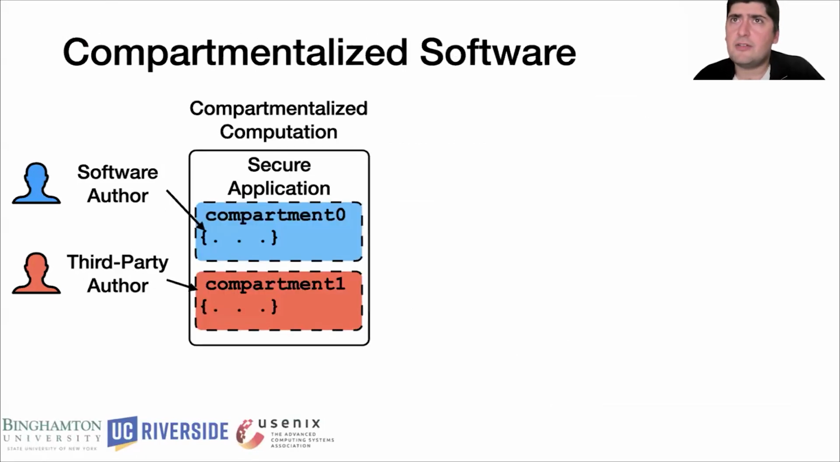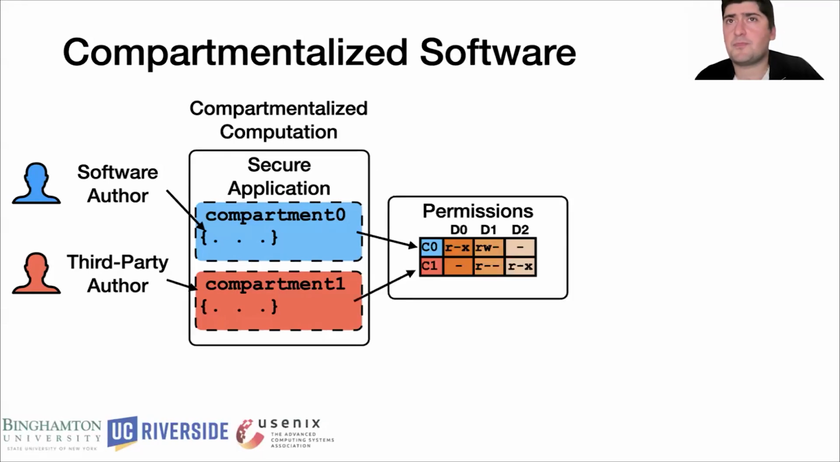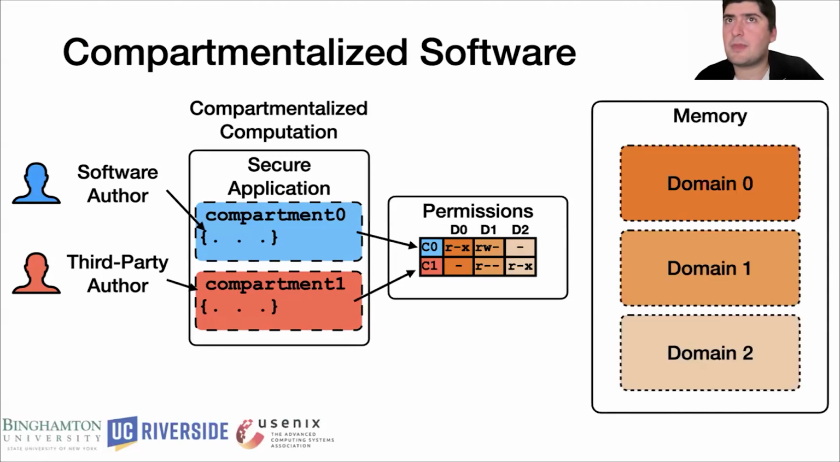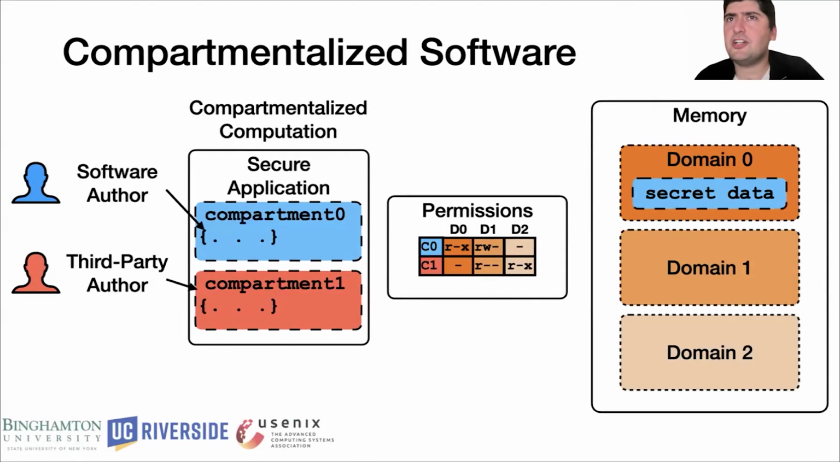To address this, researchers have proposed compartmentalized software, where code is split into isolated compartments with limited privileges. Each can access only specific memory regions called domains. In this example, domains 0 and 2 are private to the main and third-party authors, while domain 1 is shared. In such an environment, secret data can be protected by revoking access to private domain 0 for the third-party compartment.